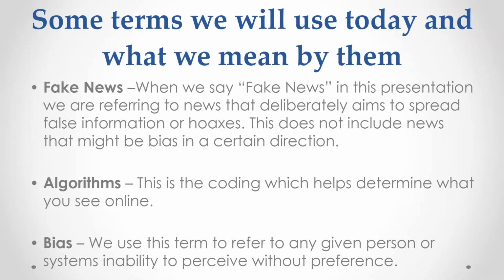And finally, bias is a term referred to by many people because bias is found in both people and websites, and it is generally a system or a person's inability to perceive things without a preference, meaning that things with bias will often only see one side of the story.